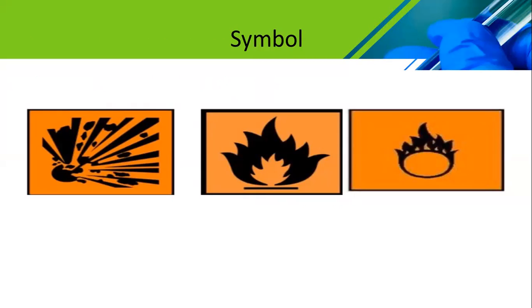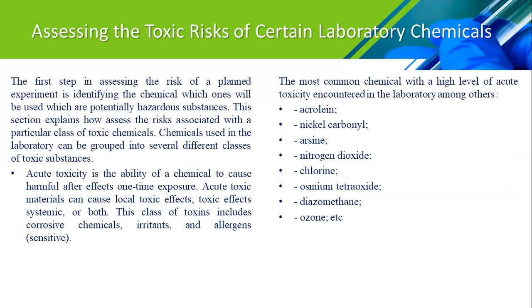The first symbol means that the chemical compound will easily explode. The second symbol means that the chemical compound will easily burn, or is flammable. And the third symbol means that the chemical compound is oxidizing. Then we're going to talk about assessing the toxic risk of certain laboratory chemicals. The first step in assessing the risk of a planned experiment is identifying the chemicals which will be used, which are potentially hazardous substances. The sections explain how to assess the risk associated with a particular class of toxic chemicals.